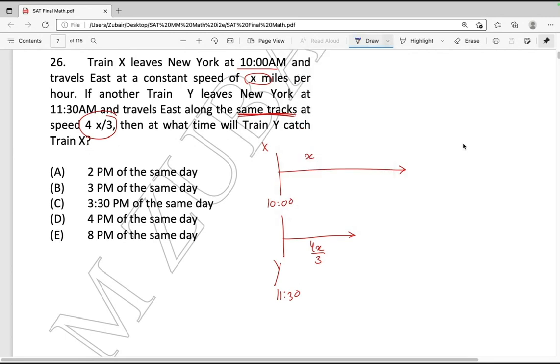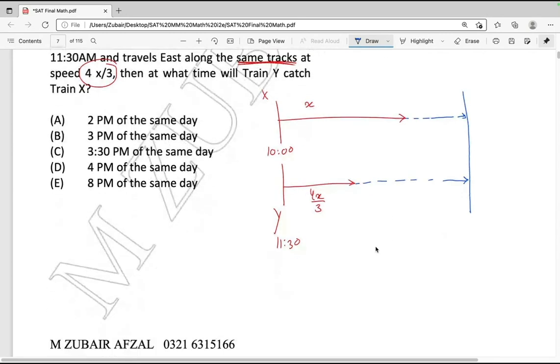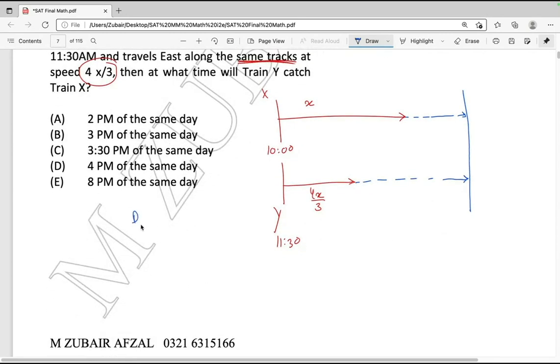So let's assume it catches at this point. At that point, I can see one thing: both the trains have traveled the same distance. So I assume distance traveled by X is equal to distance traveled by Y. Distance is speed into time. On the other side, again, speed into time. Speed of train X is x. Time of train X, let's say that is T. On the other side, speed of train Y is 4x by 3 and time.